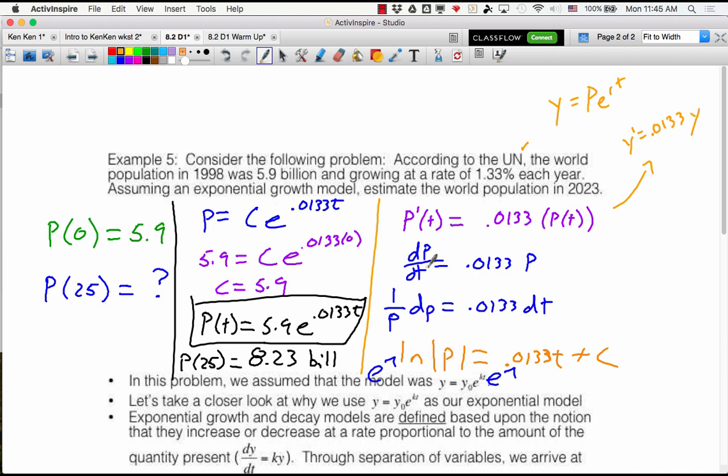Then we do separation of variables. We divide by P, and we multiply by dt. We integrate, and we end up with this equation, Pert, which is what we have here. As far as I'm concerned, you already know this. You recognize this. This is what you should use. But this is the calculus behind it. This is how we get to this position.